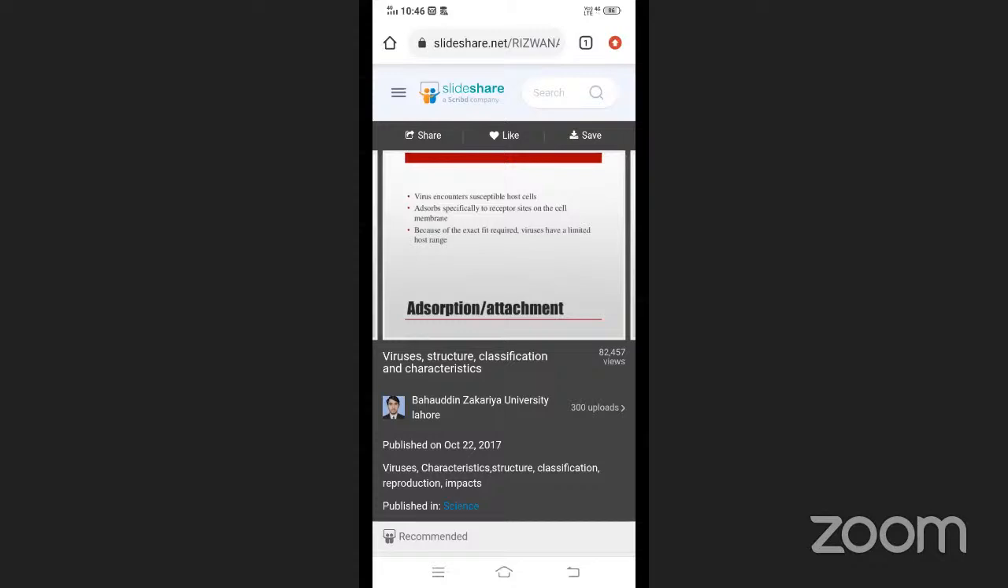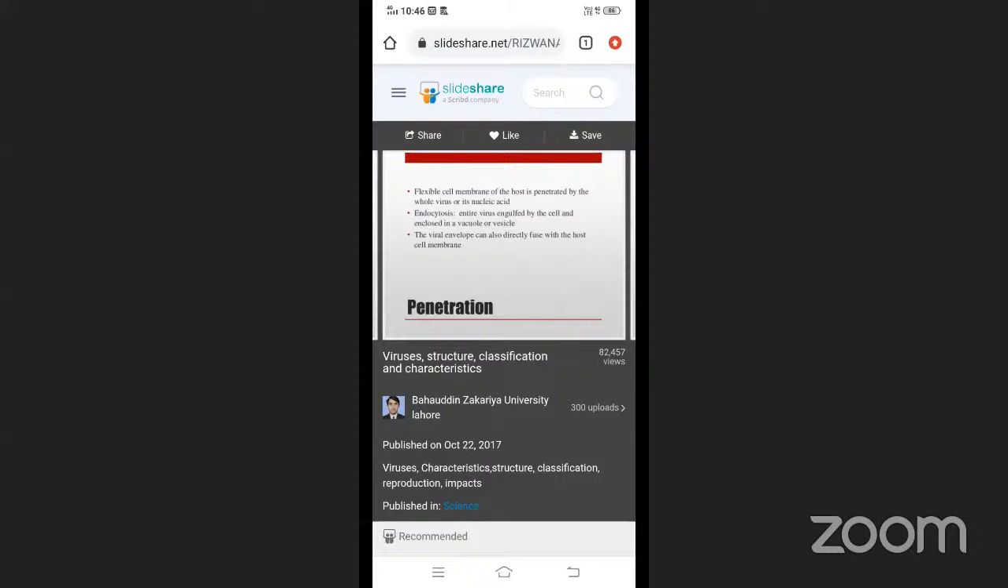So after settling, they penetrate the virus into the host cell. Penetration. The flexible cell membrane of the host is penetrated by the whole virus or its nucleic acid. What happened here? The virus penetrates into the host cell, maybe entering as the whole virus or only the nucleic acid. Here mainly some enzymes are synthesized by the virus.